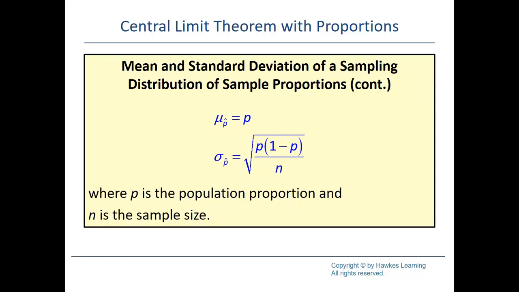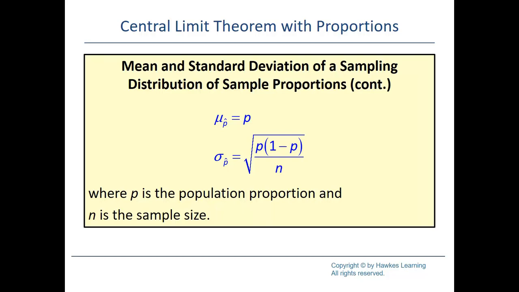Now with that, we've got some new terminology and new formulas that come out. If I am dealing with a proportion, the mean of the p hat is just whatever the population p is, normally given as a percentage. But the standard deviation is a little different from what we're used to seeing. The standard deviation for this is p times 1 minus p, all divided by n, and all of that is underneath the square root.